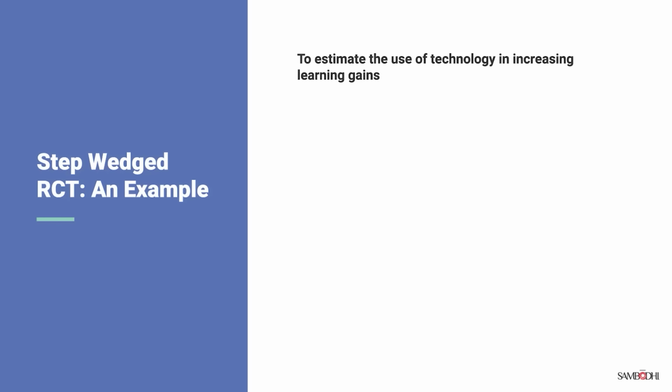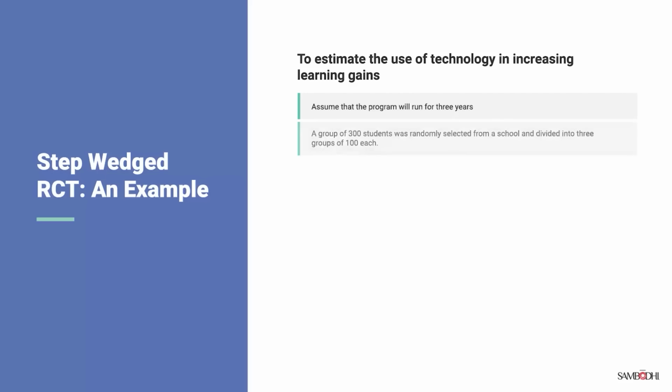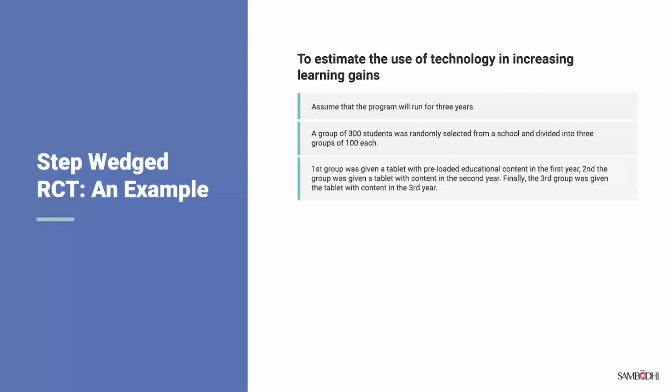For instance, let us try to estimate the use of technology in increasing learning gains. Firstly, we need to assume that the program will run for a period of 3 years. In this program, there will be a group of 300 students who are randomly selected from a school and divided into 3 groups of 100 each. Now suppose the first group was given a tablet with preloaded educational content in the first year. The second group was given a tablet with content in the second year. Finally, the third group was given the tablet with the content in the third year.